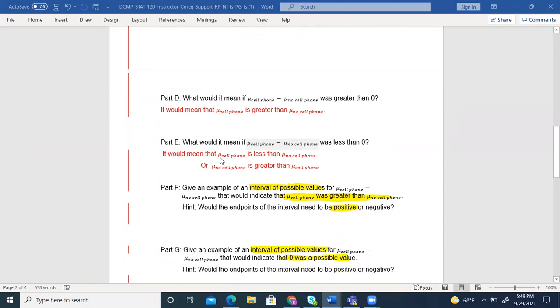Part E, what would it mean if the difference was less than 0? Again, if the difference is less than 0, that means it is negative. That means the first mean, or the mean for the first population, is going to be less than the second mean. And in this case, the difference is going to be negative.